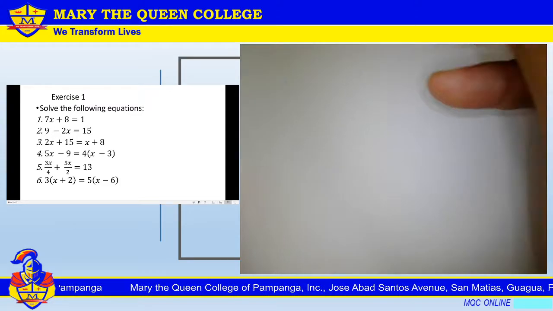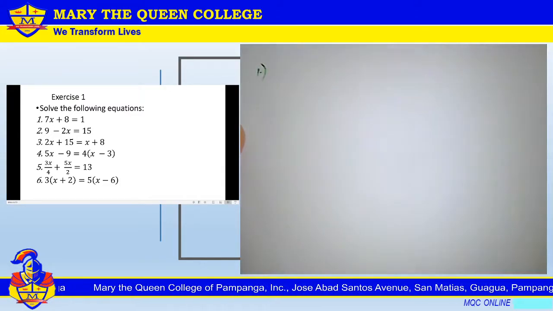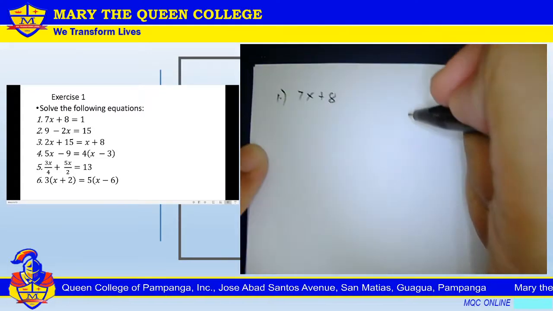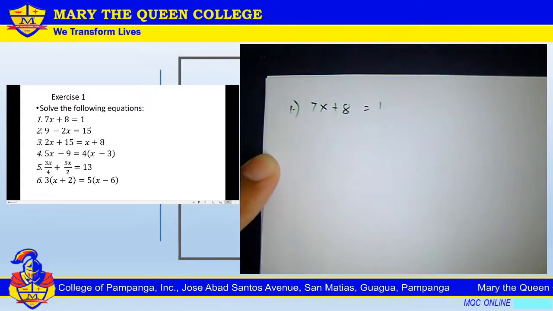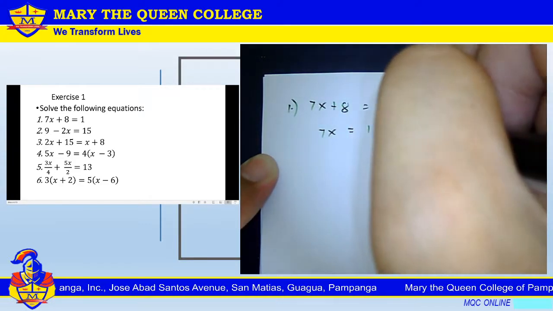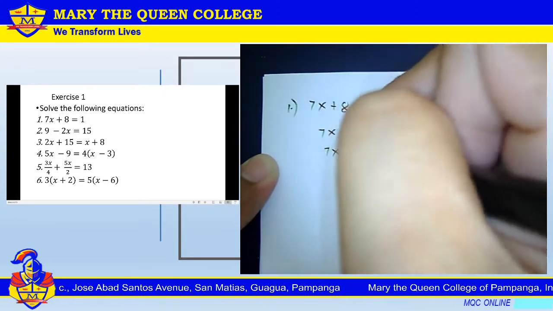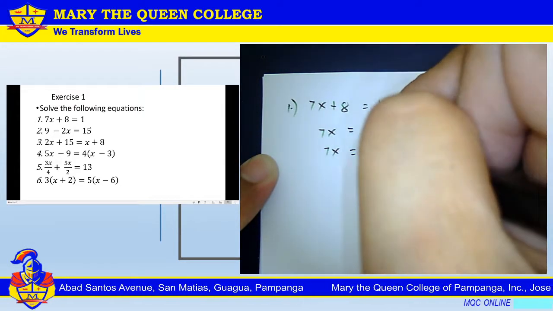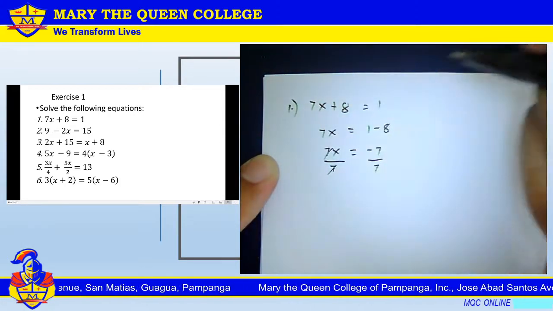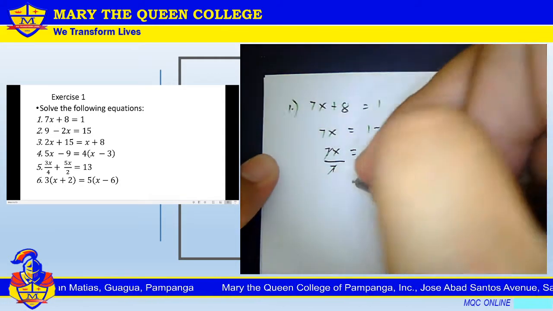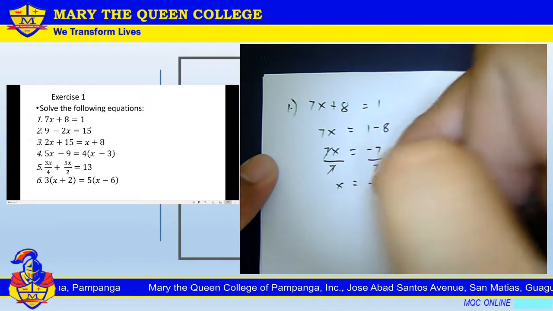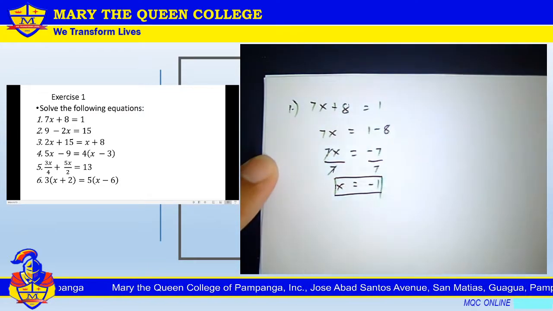The first equation. So for number 1, we have 7x plus 8 is equal to 1. Okay, what is the value of x? So we have 7x is equal to 1 minus 8, transpose 8, so you will get 7x is equal to 1 minus 8, that would be negative 7, dividing both sides by 7. Cancel this or simplify, so we have x is equal to negative 7 divided by 7, that would be negative 1. So this would be our solution.